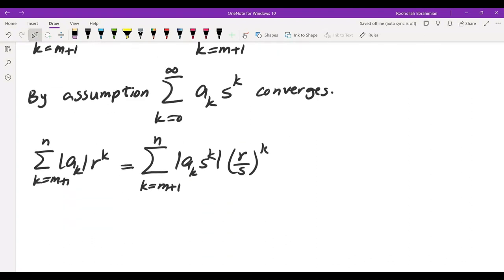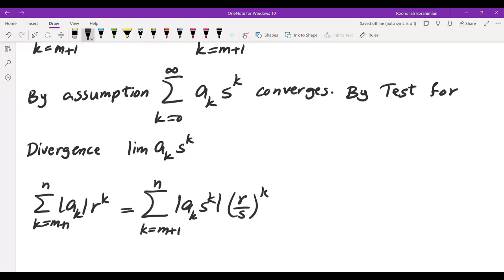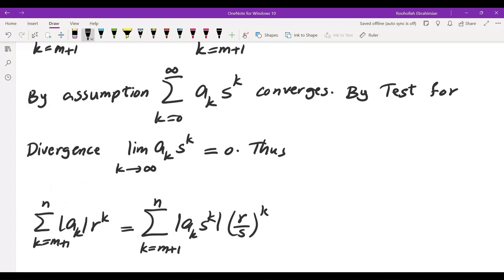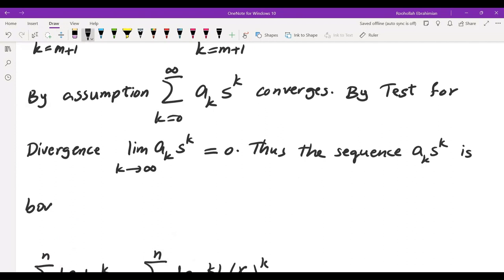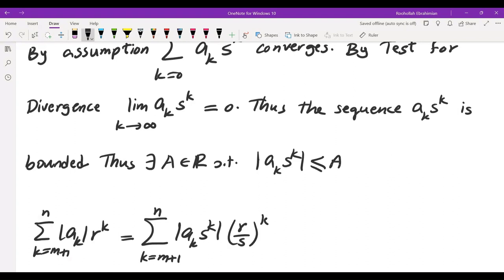So let's make that argument. By the test for divergence, the limit of ak s to the power of k as k approaches infinity is 0. Therefore, the sequence ak s to the power of k is bounded. So that means I can just bound it above. Thus, there is some real number a such that the absolute value of ak s to the k is less than or equal to a for every natural number k.